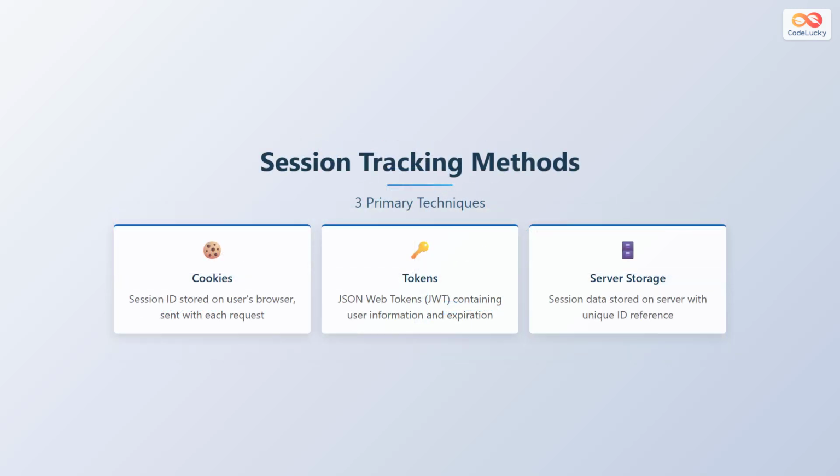Websites use three primary techniques to track sessions. The first method is cookies, where a session ID is stored on the user's browser and sent with each request. The second is tokens, specifically JSON web tokens, which contain user information and expiration dates. The third is server storage, where session data is kept on the website's server with a unique ID as reference. Each method has different security and scalability advantages.